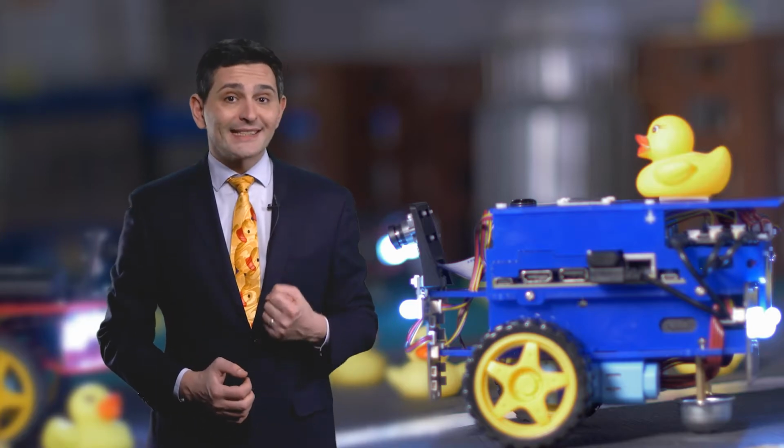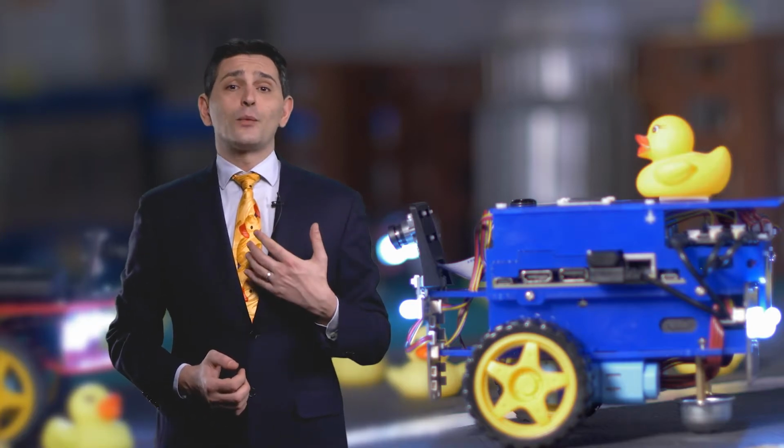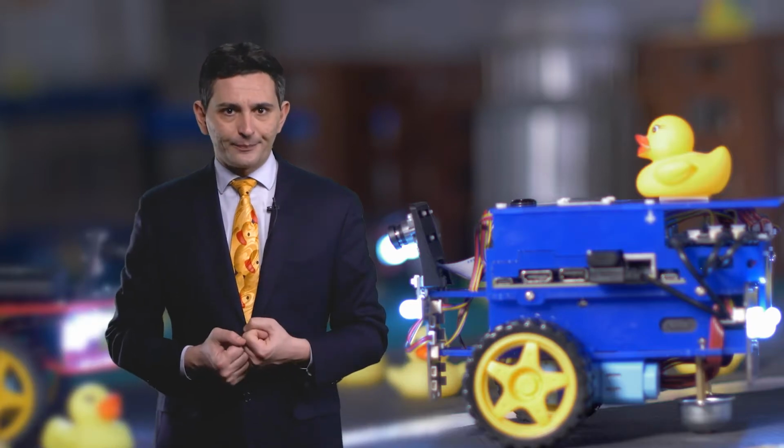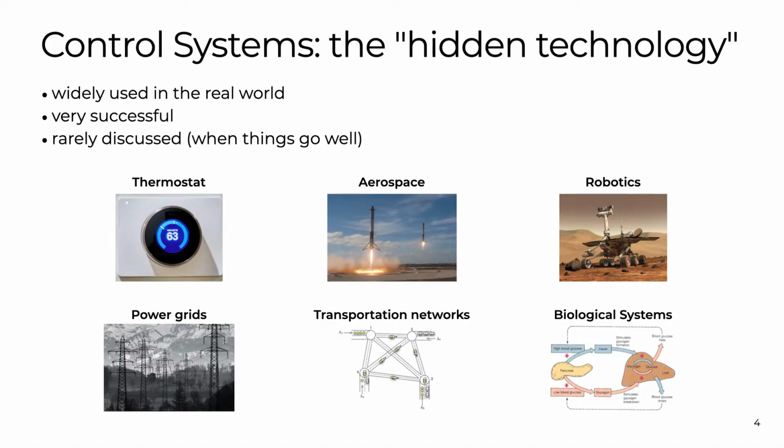Control systems is the science of making machines behave the way we want them to behave as opposed to how they would naturally behave. It is sometimes referred to as the hidden technology, because it is all around us, from the oven to rockets and of course in cars, but nobody really speaks about it unless problems arise, which is fortunately rarely because it is a very successful technology.